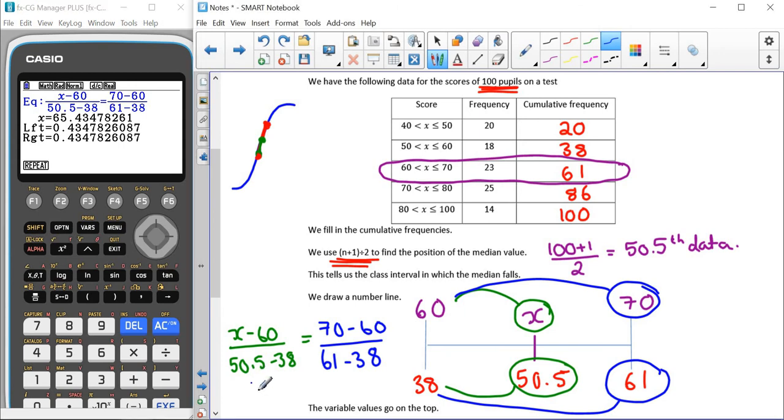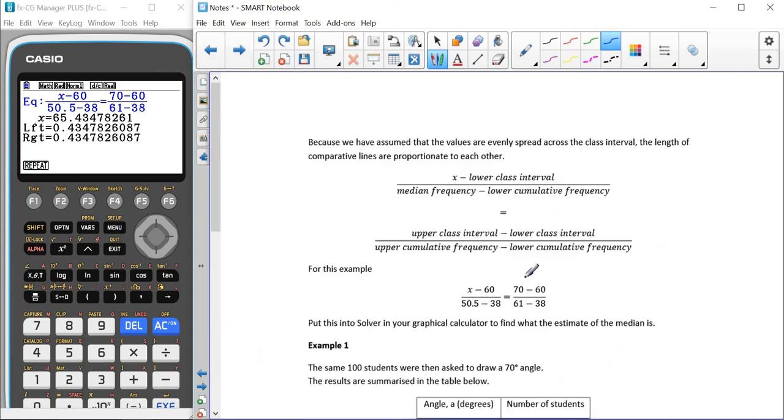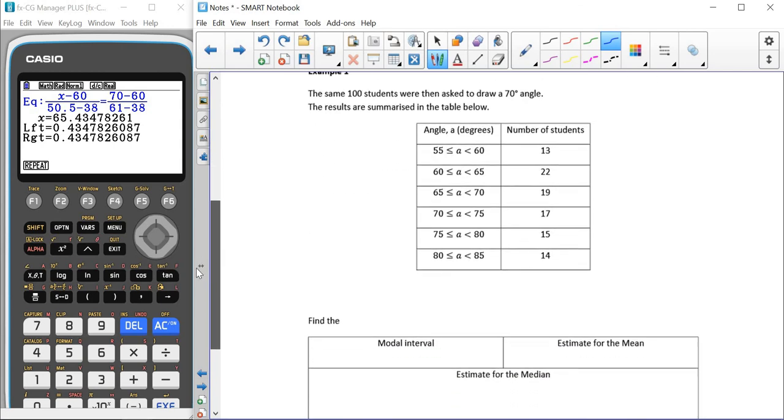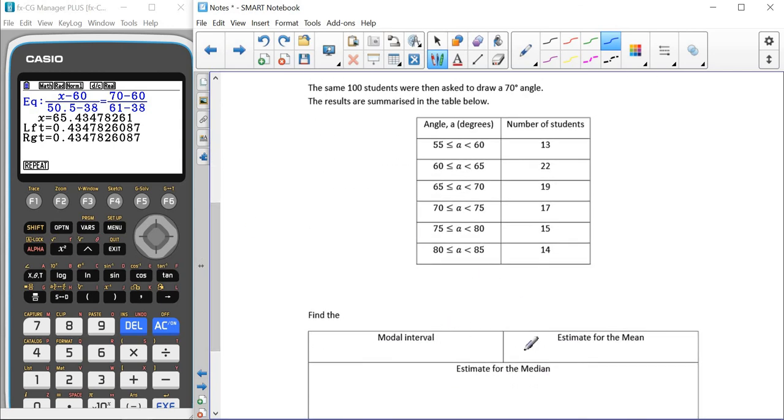So for this question here, our median is 65.4. Now, as I said before, there are different ways of writing this. You could have your fractions like this, or they could be both flipped round, or they could be the opposite way around. There are lots of different ways of looking at it. So we're going to have a look at a full example of how we would find the modal interval, the estimate for the mean, and then we're going to have a look at interpolation again.